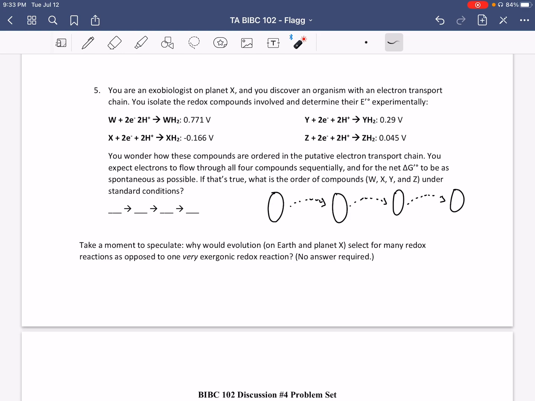So going with that logic, this compound will have the least positive E prime naught, which out of these four choices would be this one. So X would be the farthest one. Then this compound would need to have the next more positive E prime naught, which in this case will be Z. Then the next more positive E prime naught will be Y. And then finally, the most positive E prime naught will be W. And that is how you will assemble this hypothetical electron transport chain.